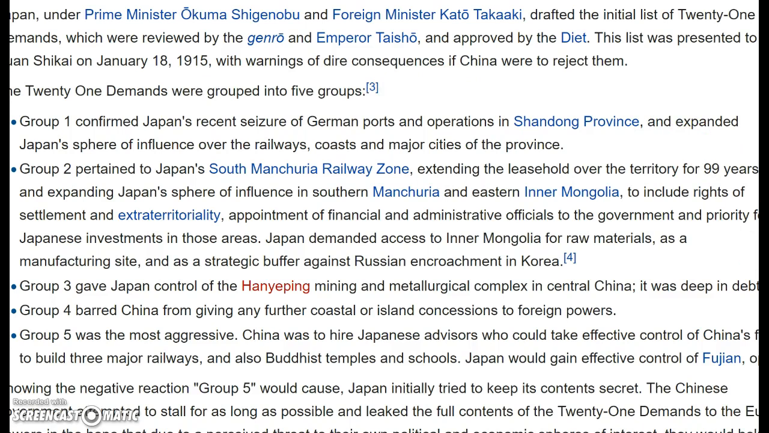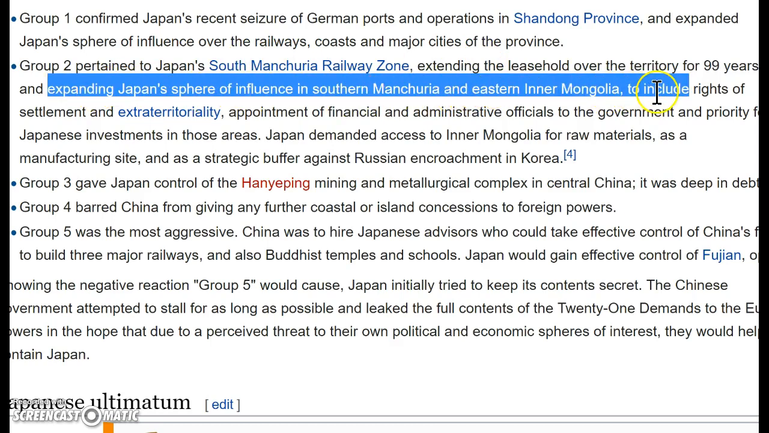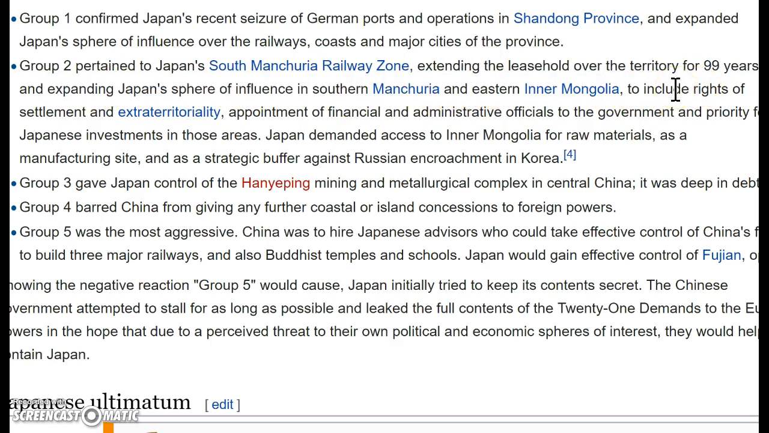Go and Google on your own if you want to find out what it is. But otherwise, as you can see, it's basically just Japan demanding for stuff. They demand for recognition here, and they demand for Manchuria and the railway zone, so expanding Japan's sphere of influence in Manchuria and Inner Mongolia, and of this place in China, giving away any more coastal island concessions to foreign powers.